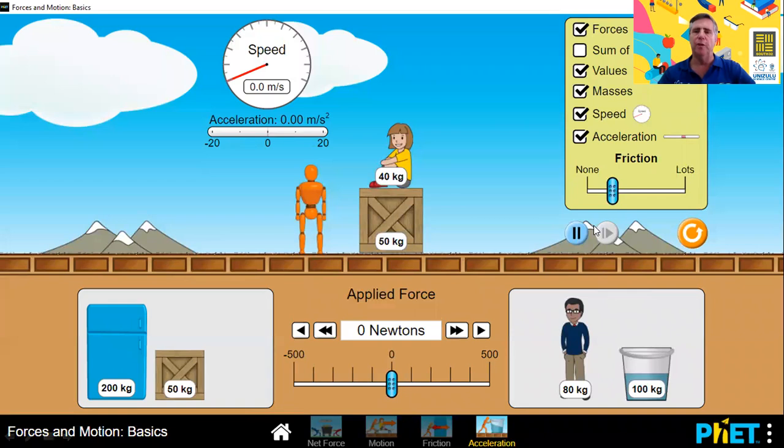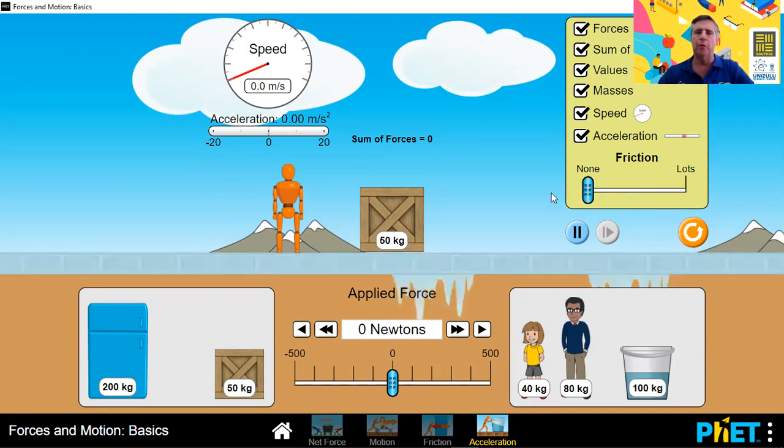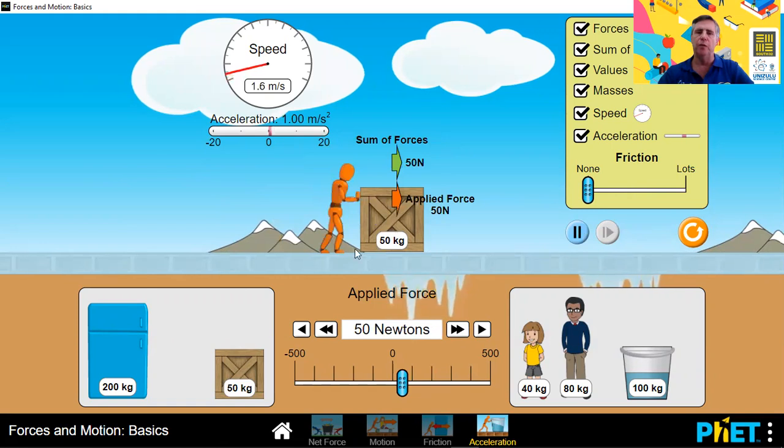Once again, let's investigate Newton's second law using the PhET simulation. Now we understand that this is a simulation rather than a real experiment, but it is still useful. At the moment we have Newton's first law, no net force, so no movement. Let's switch friction off so we don't have to deal with that. We're going to allow this person to exert a force on the box, and we're going to see what the acceleration will be. So let's increase the force to 50 newtons.